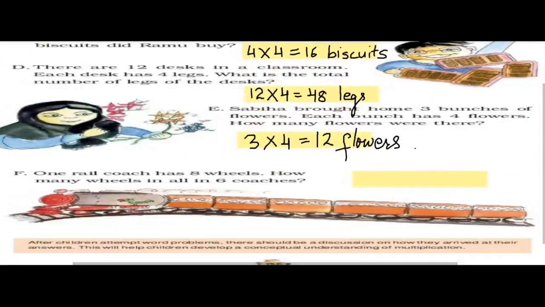Next children, one rail coach has 8 wheels. How many wheels are there in all in 6 coaches? So you can find it by multiplying 8 with 6. So this you will do yourself.